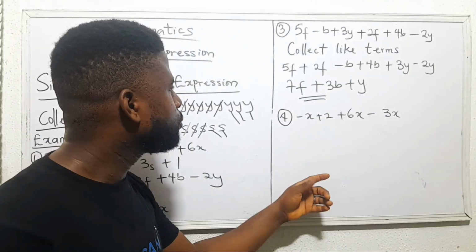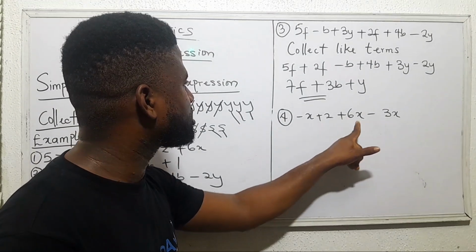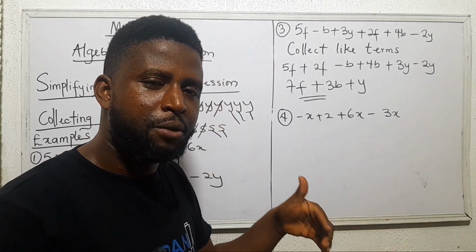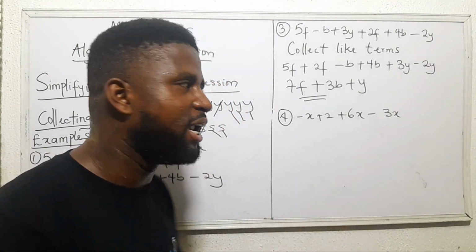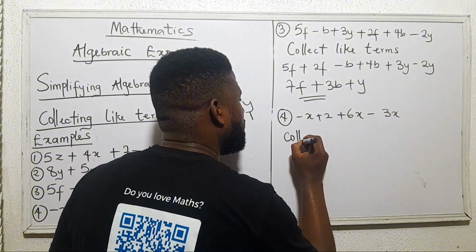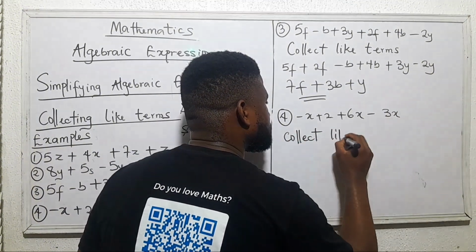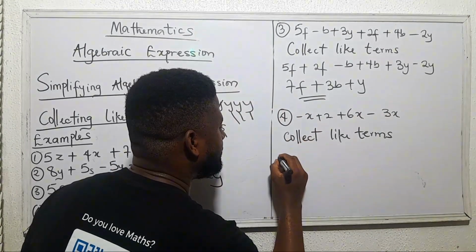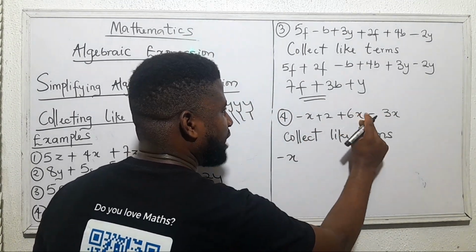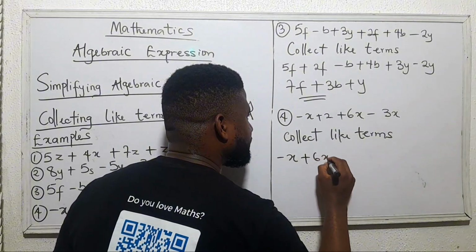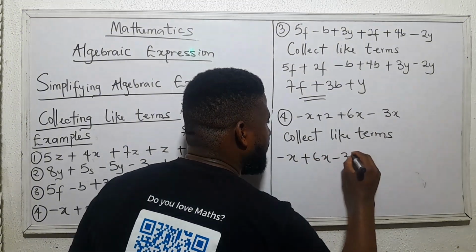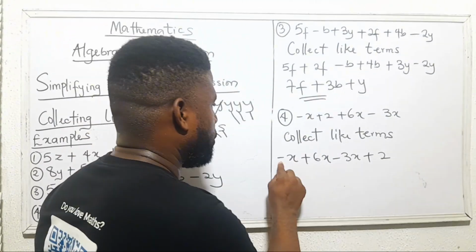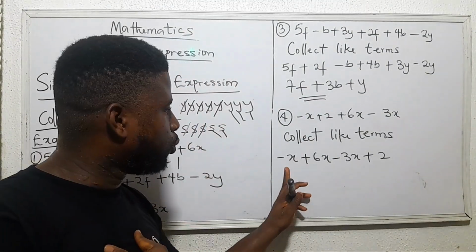Now, number 4, we have minus x plus 2 plus 6x minus 3x. To simplify this expression, the first thing we need to do is to collect like terms. So we say collect like terms. And then we have minus x, we have 6x, which is plus 6x, and then we have minus 3x, and of course plus 2.